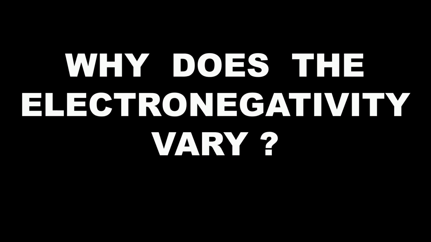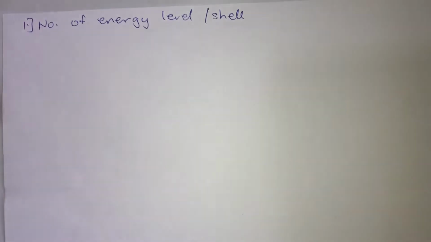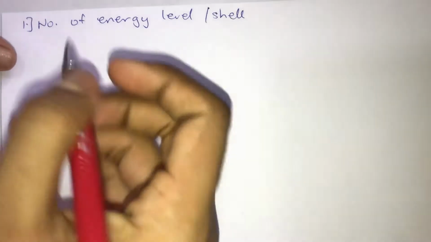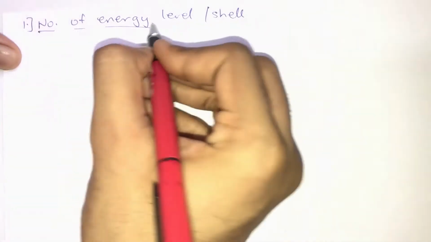So basically, to answer your question, there are three main basic factors that you need to consider. First of all, we will understand the factors which are affecting the electronegativity, and then we will understand the trends in the electronegativity. So to understand the factors, let's move on to my book. So basically, there are three factors that are responsible for changes in the properties. The first one is number of energy levels.